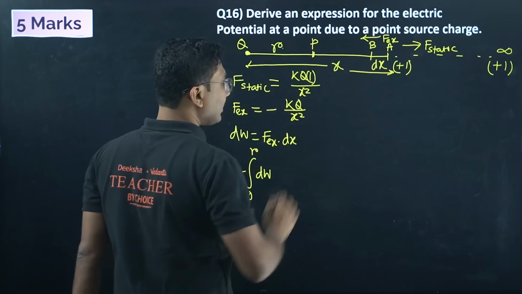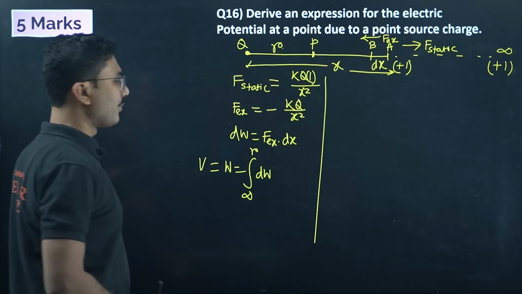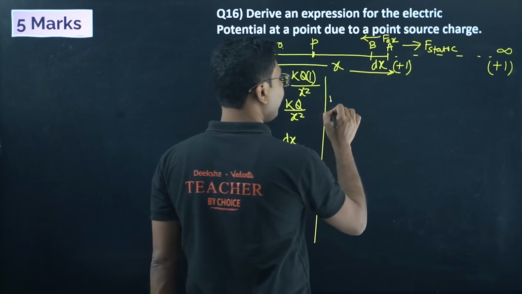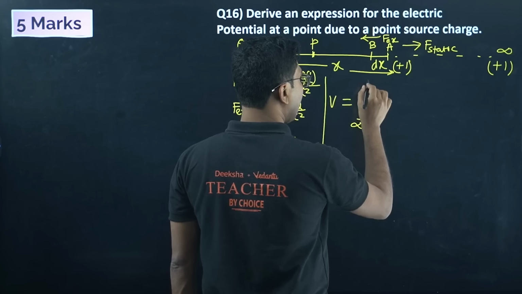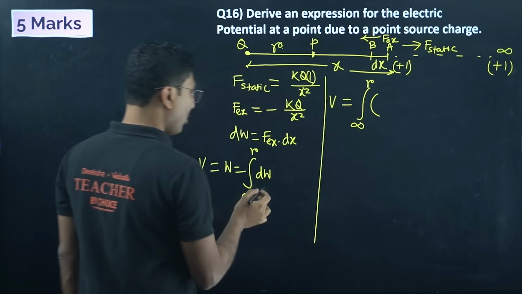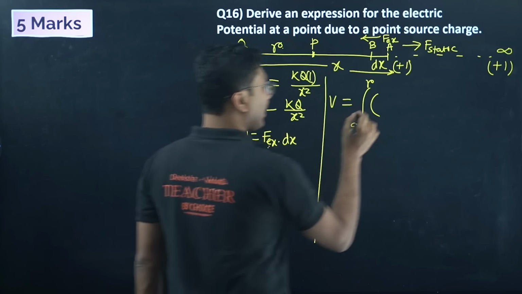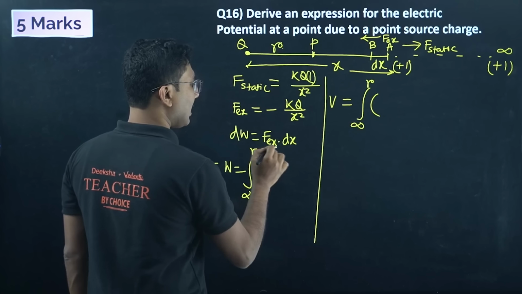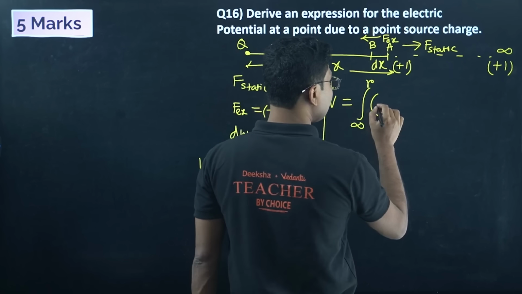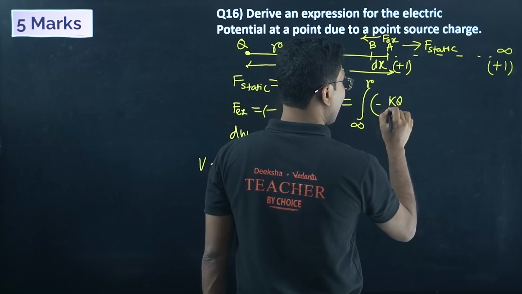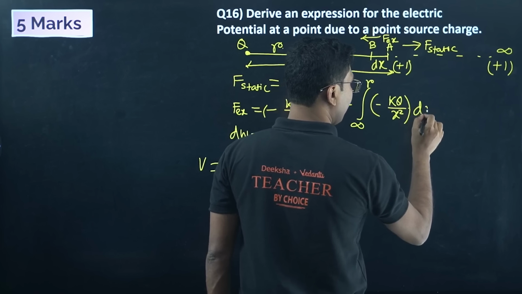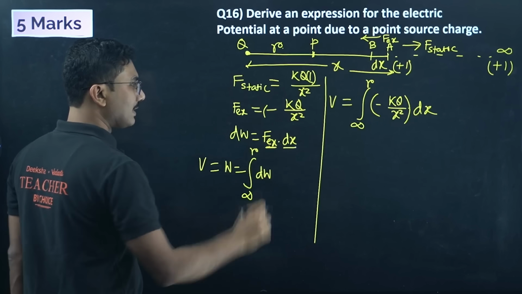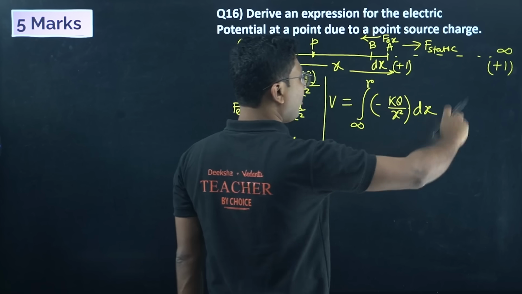So now the integration part is the only thing that you have to do. Electric potential V is equal to the integration from infinity to R. Now we will put the value of dW. What is F external? F external is minus KQ by x square into dx, right? So the dx is there. So this is the potential.